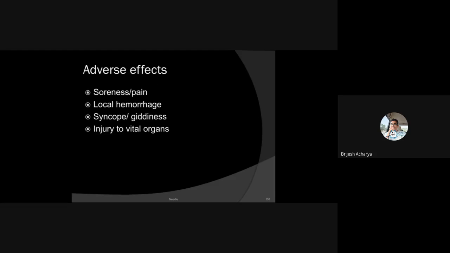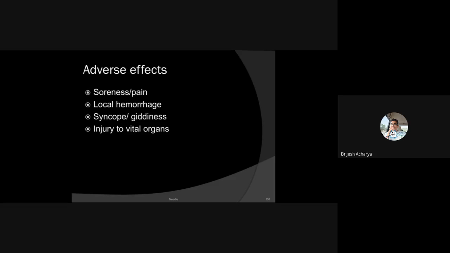Now, what are the adverse effects? One is soreness and pain. So immediately after the needle, we ask the patient to give firm compression with the help of cotton, so that the patient may have less soreness and pain. Ice application is very useful. Local hemorrhage is bound to happen if you don't avoid the large veins. For local hemorrhage, firm pressure for 30 seconds will give you an immediate result.